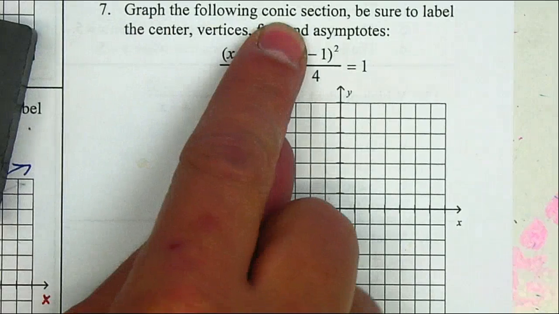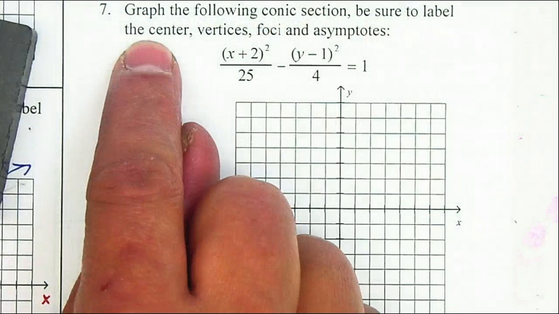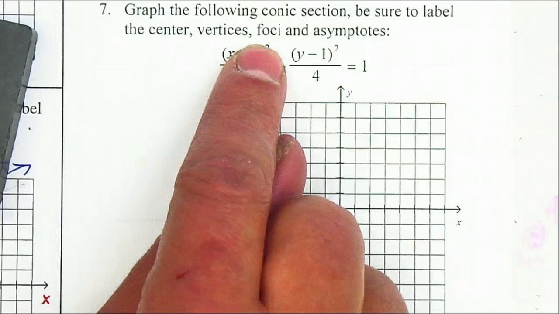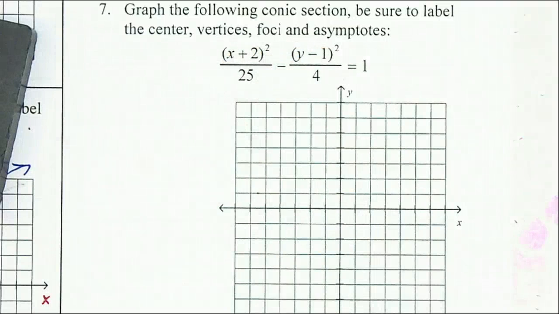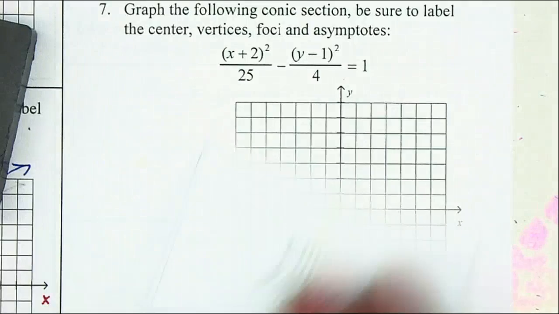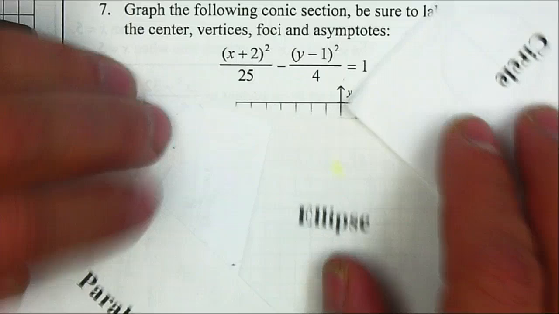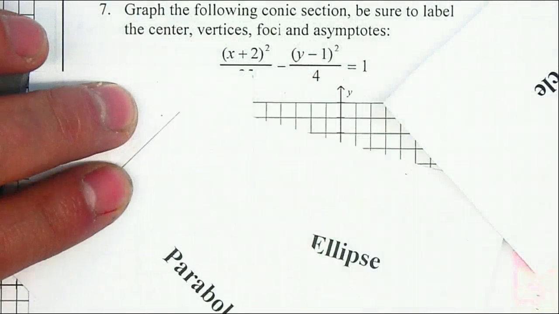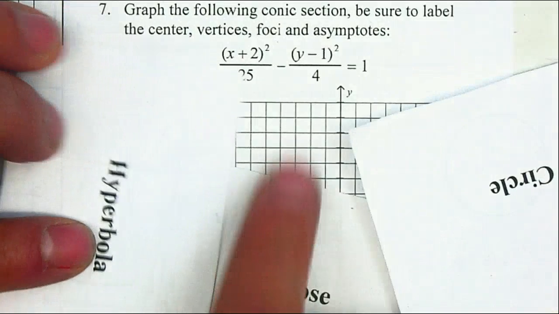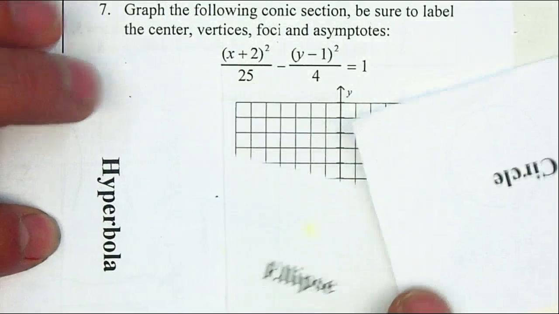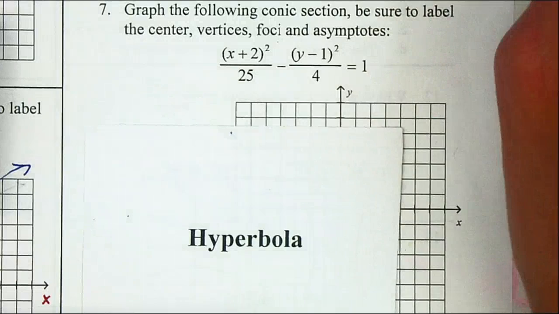Graph the following conic section. Be sure to label the center, vertices, the foci, and the asymptotes. So the first thing that we need to know is what type of conic section this is. Let's see. First, I know that they're both squares, so parabolas are out. I know that there's a minus, so therefore it has to be a hyperbola.